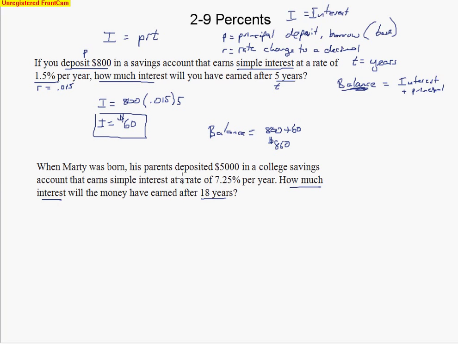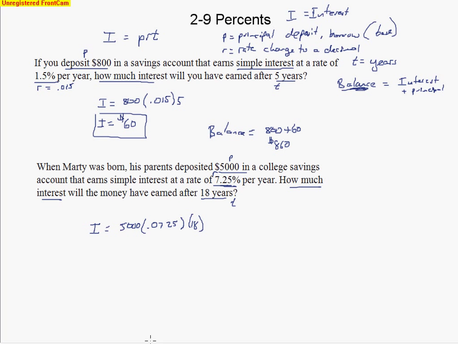When Marty was born, his parents deposited this much money into the college savings account, earning a simple interest rate of this. Wow, it's a pretty good percentage rate. How much interest will the money have earned after 18 years? So this is our principal, this is our rate, and this is our time. So we're substituting those numbers in there. Interest equals principal, the $5,000, the starting amount, multiplied by the interest rate as a decimal, 0.0725, multiplied by the 18 years.